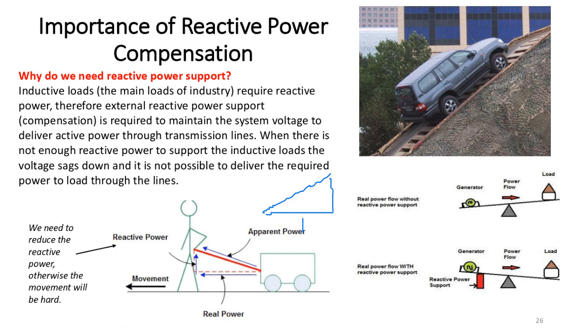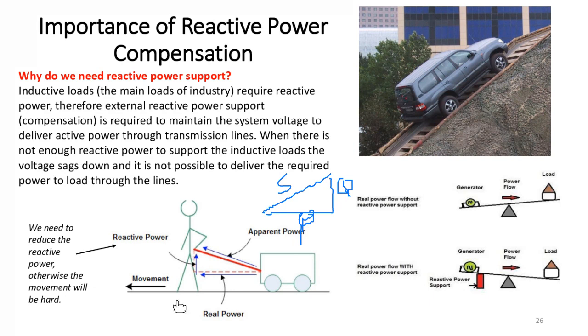So this is power P, and this is Q, and this is S. So this is Q, the reactive power here. As you can see, you have too much reactive power, and you need to supply more reactive power, therefore you need to supply a little more fuel. It's like this one being heavy. We need to reduce the reactive power, otherwise the movement will be what?